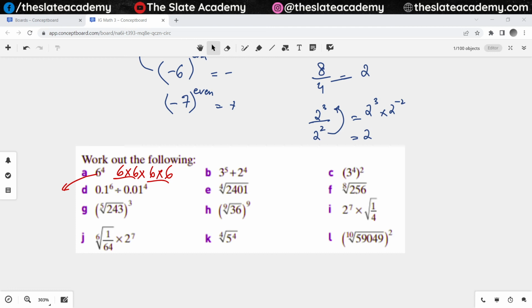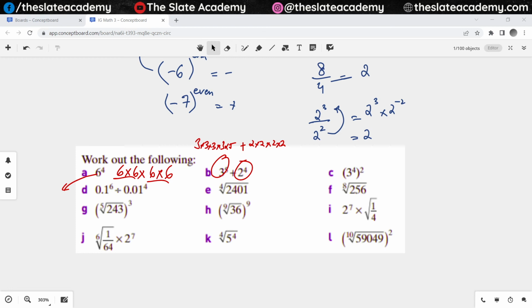Acha ji, similarly 3 to the power 5 and 2 to the power 4, you can do that using the calculator as well. And just to understand, it would be 3 multiplied with itself 5 times plus 2 multiplied with itself 4 times, right?